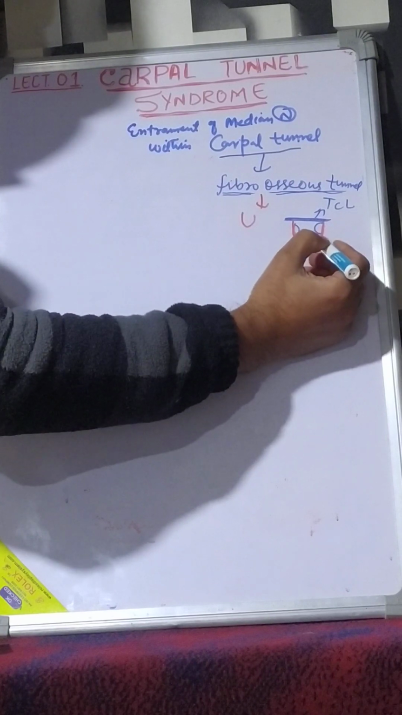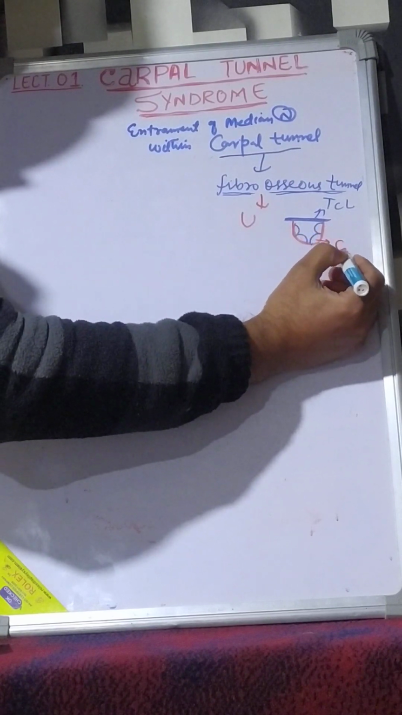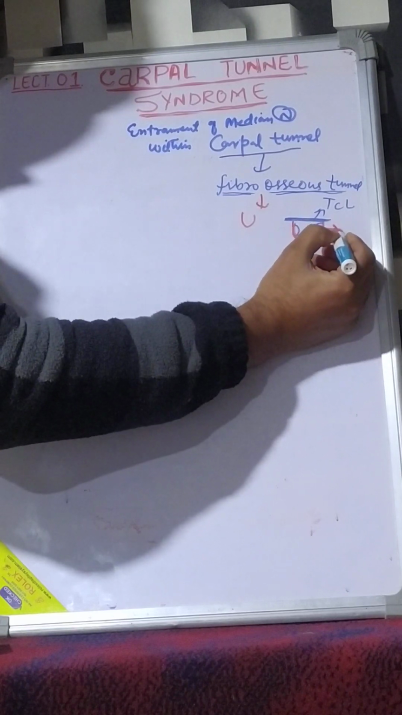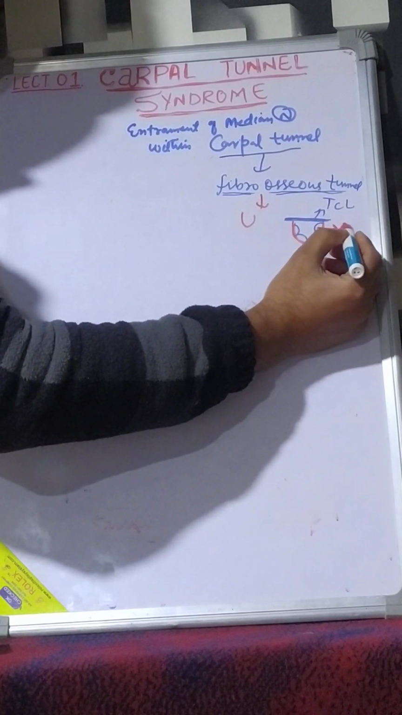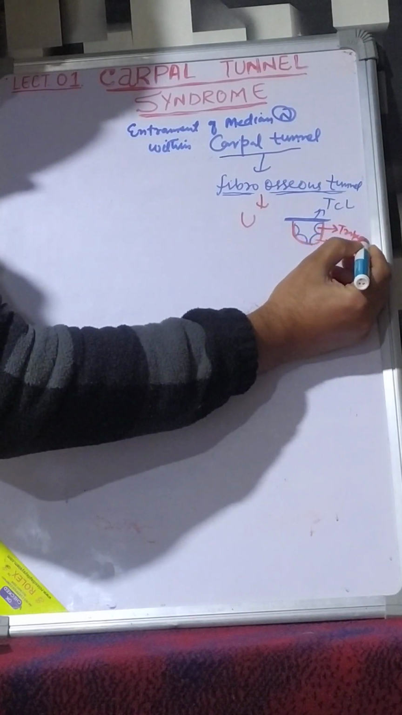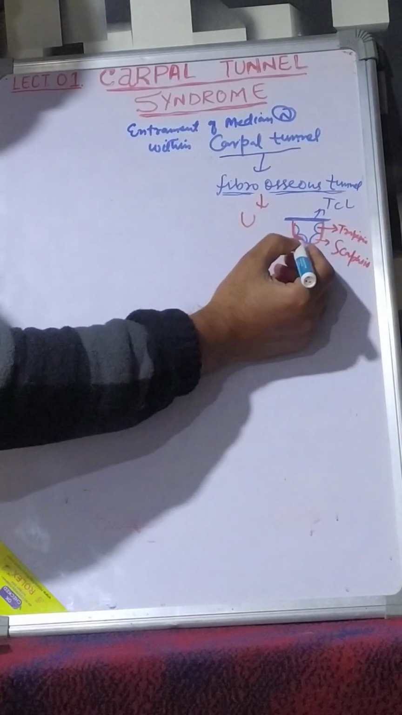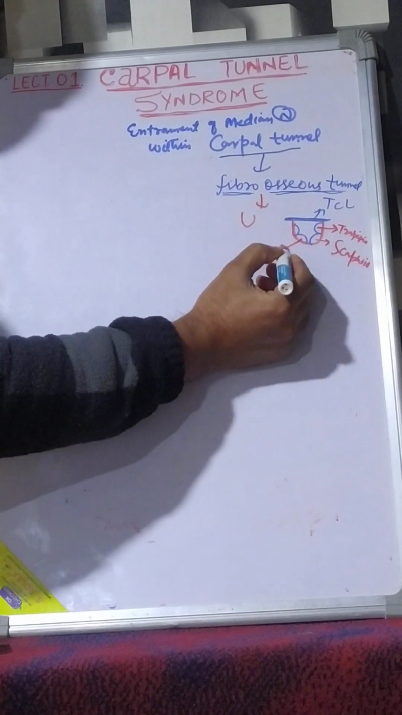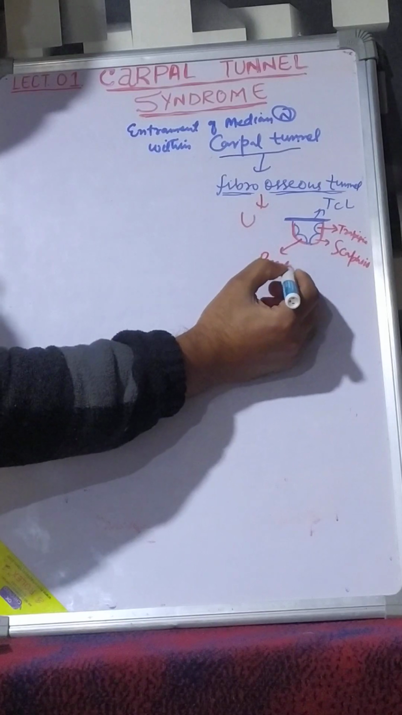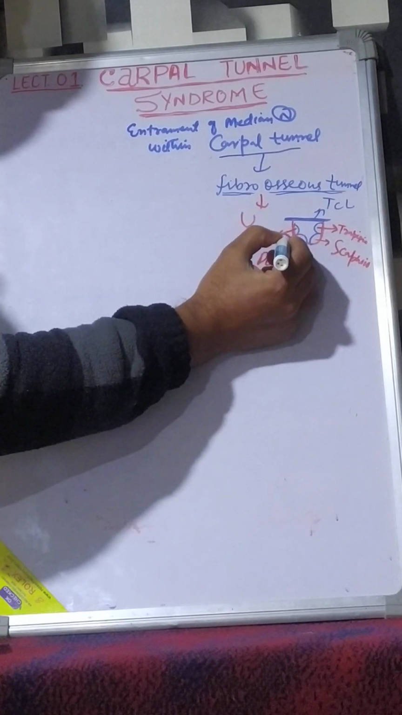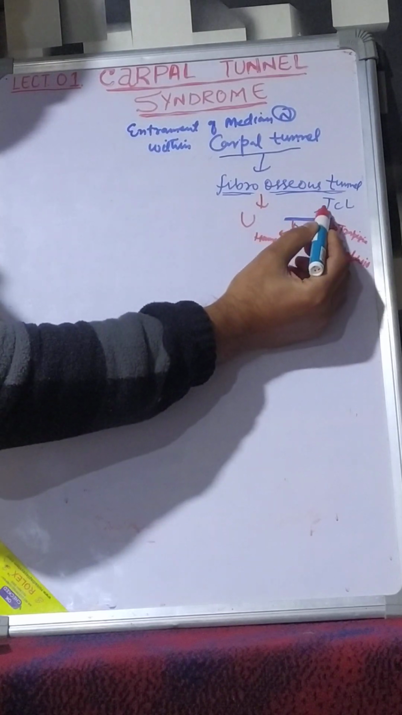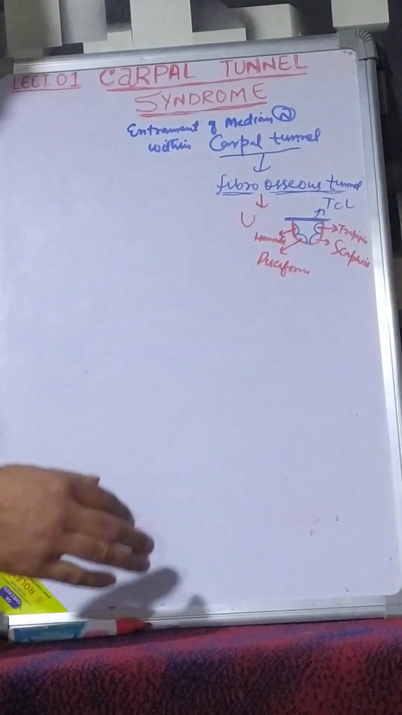From proximal to distal, it is scaphoid and trapezium. And on the medial side, that is the ulnar side, from proximal to distal, it is pisiform and hamate. And this roof is the transverse carpal ligament.